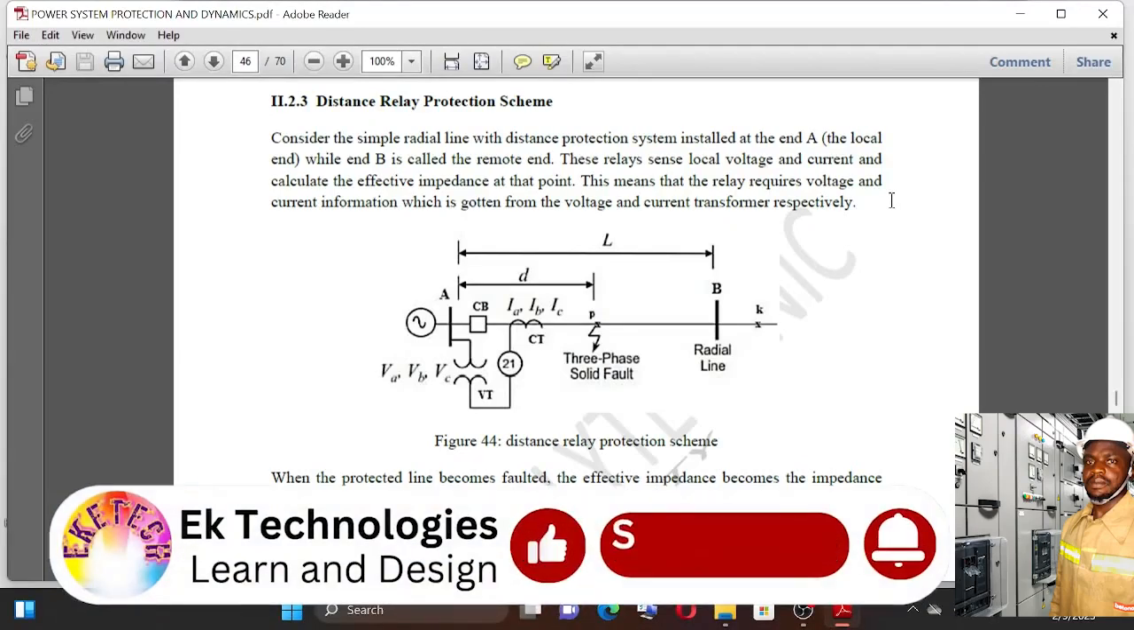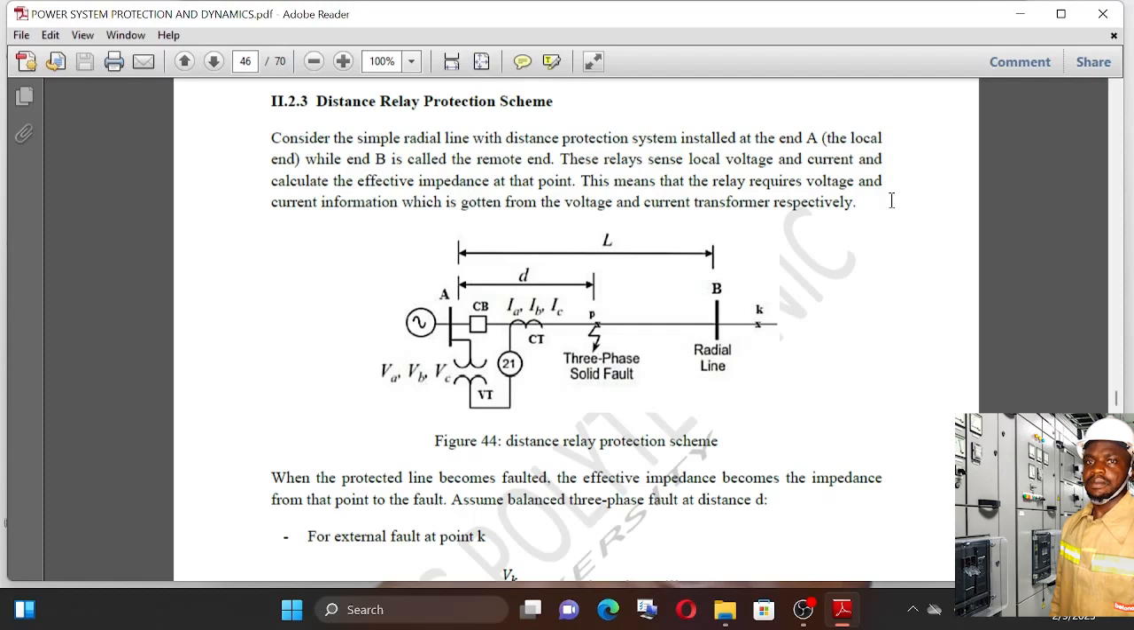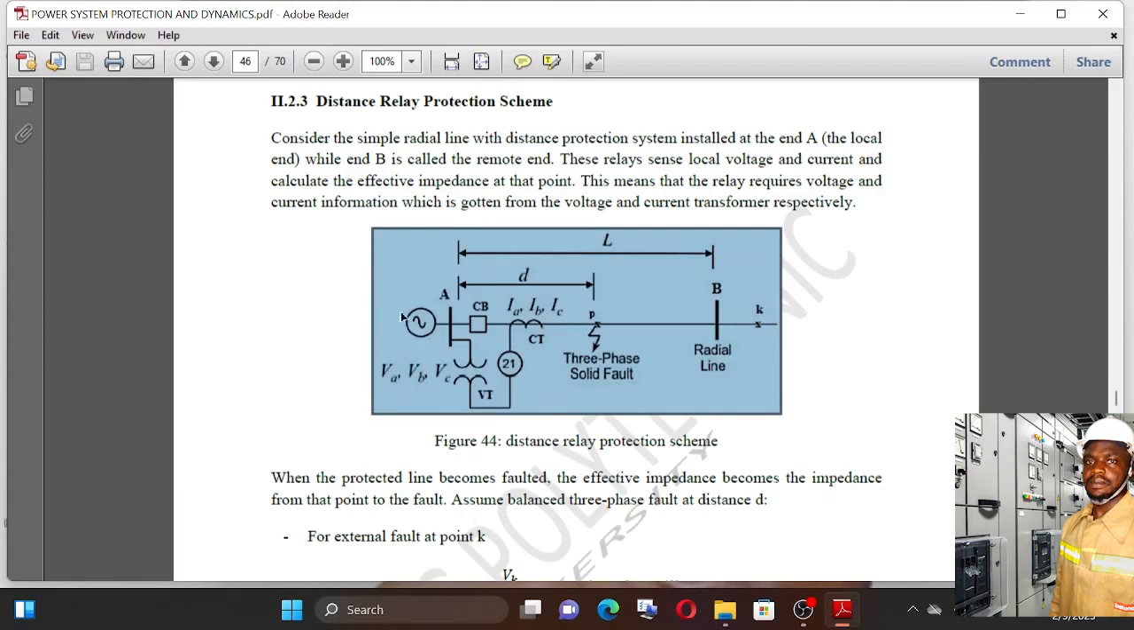Then the next protection scheme is the distance relay protection scheme. Here, the distance relay protection scheme simply operates by measuring the impedance of the line. You can either measure impedance, reactance, or admittance of the line. Let's look at the impedance specifically in this case. So here is the illustration of how that protection scheme works.